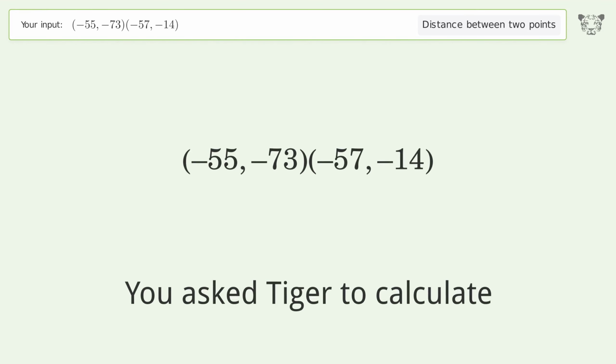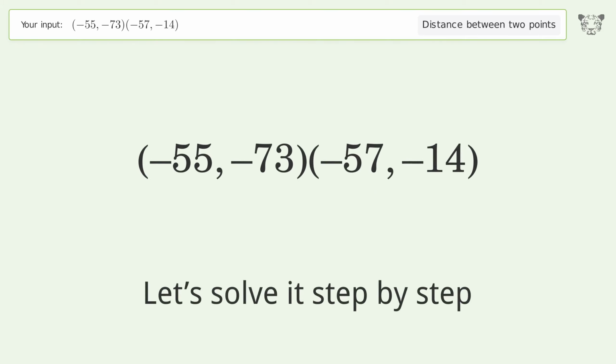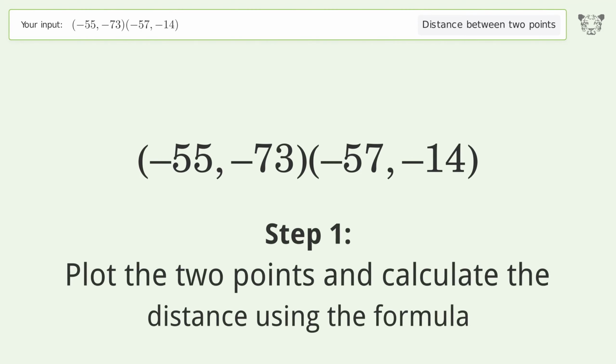You ask Tiger to calculate the distance between 2 points. The distance between the 2 points is the square root of 3,485, or 59.034. Let's solve it step by step. Plot the 2 points and calculate the distance using the formula.